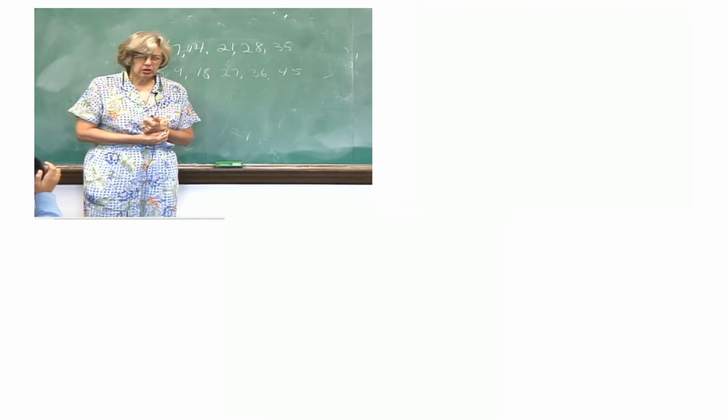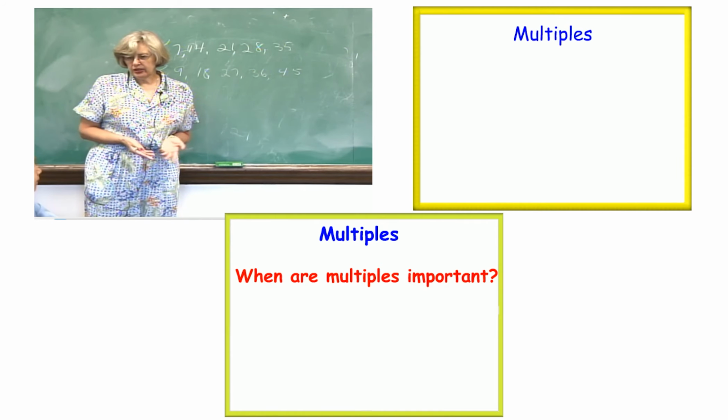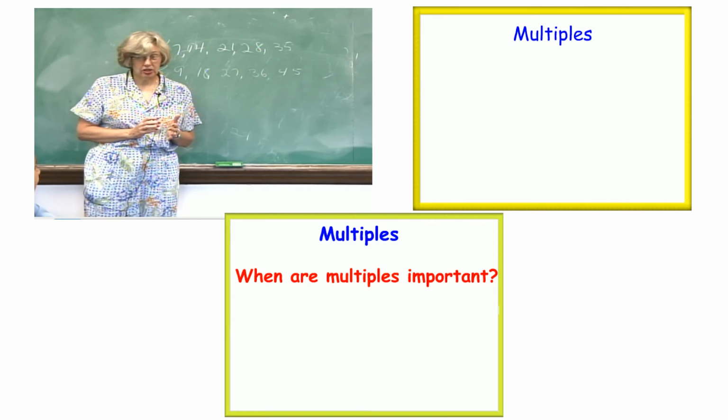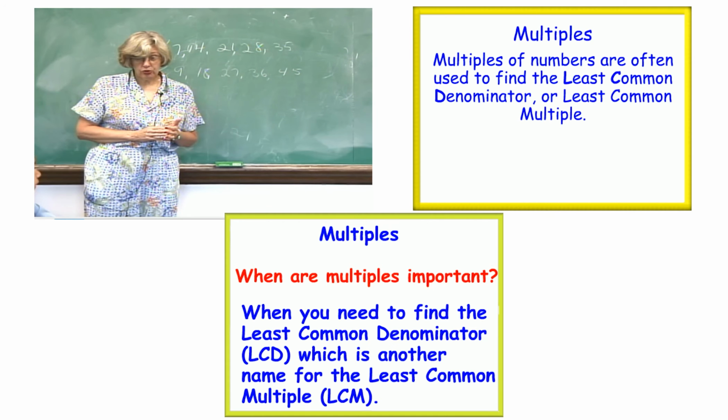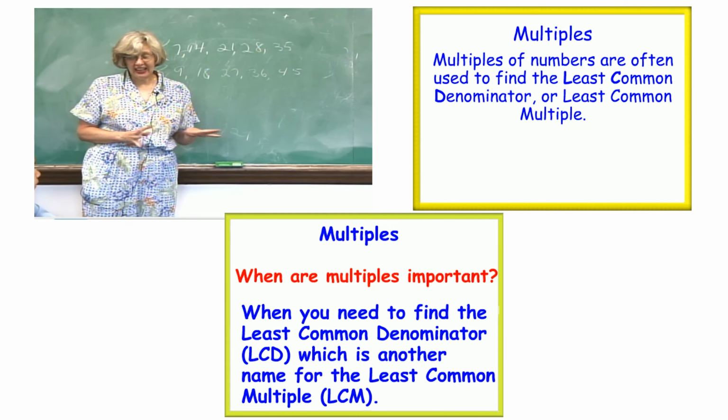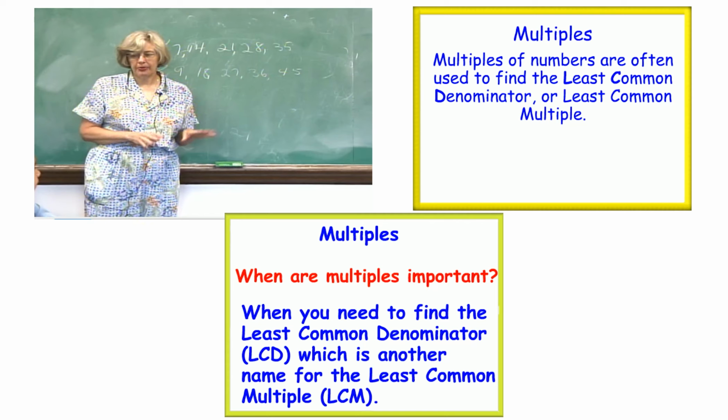Do you remember? Why would we ever use them? We can give multiples of numbers, just randomly give multiples of numbers, but the real reason to want to know what multiples are is for finding what's called the least common denominator. It's another name for that, like an alias, is the least common multiple.